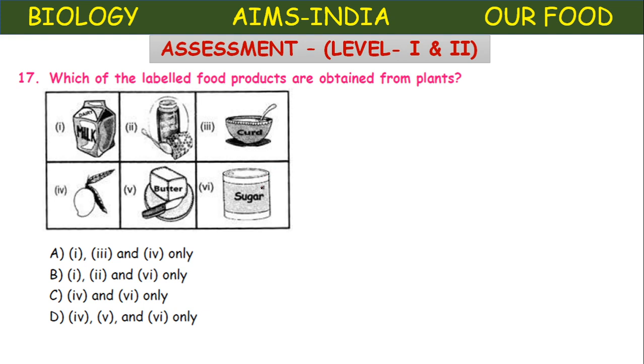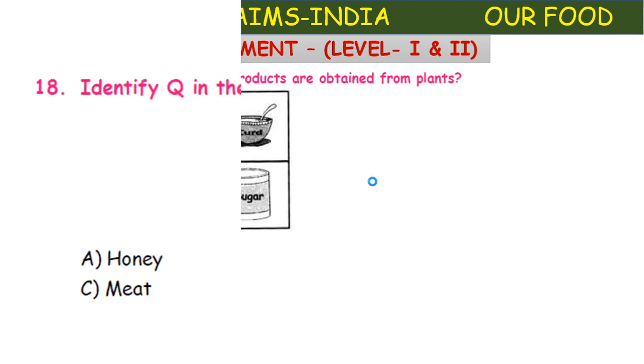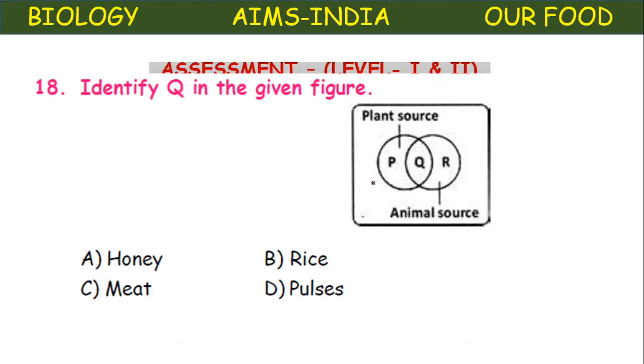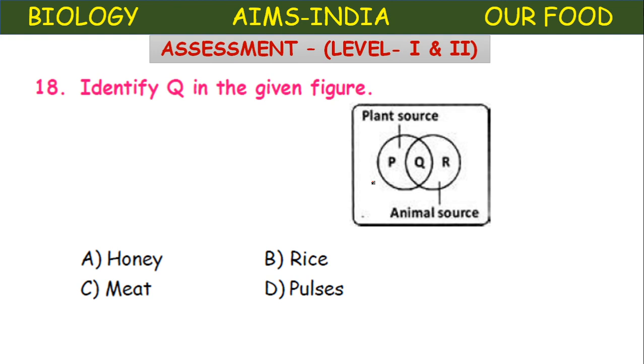They are mango and sugar, isn't it? They are obtained from the plant. Milk, cheese, curd, butter, these are all obtained from the animals. Milk products they are.